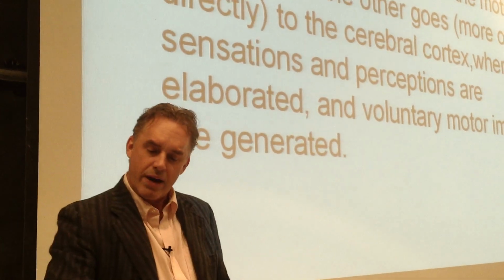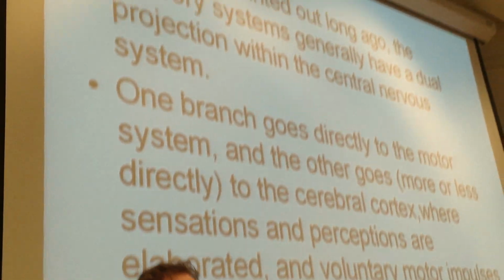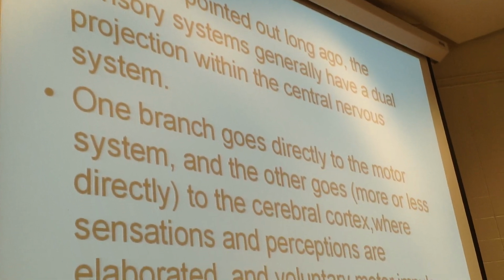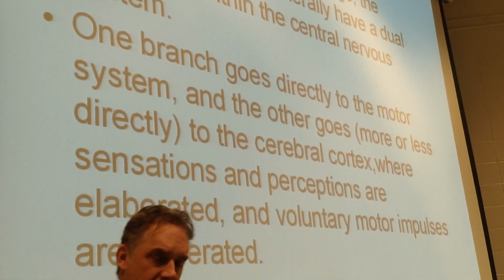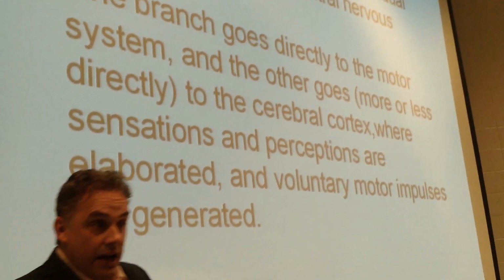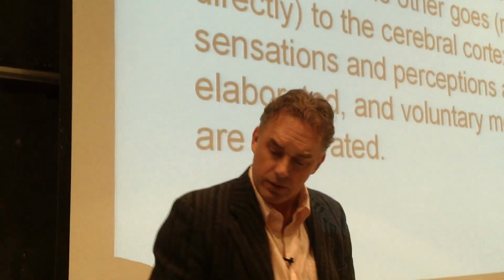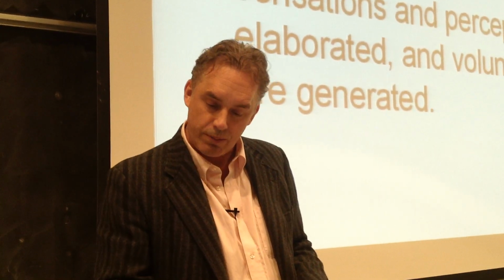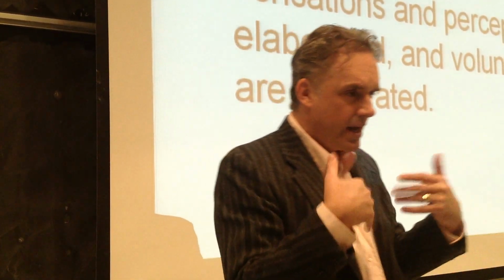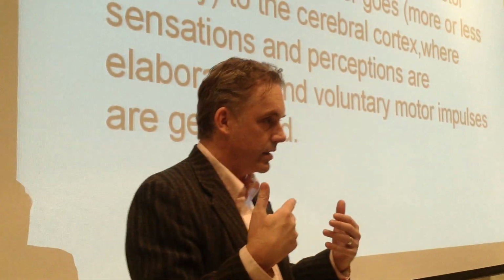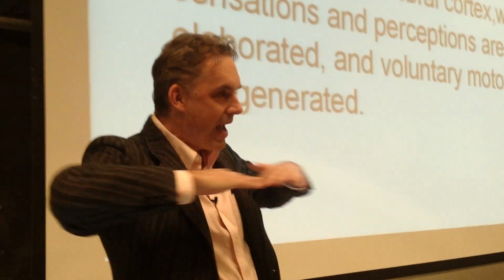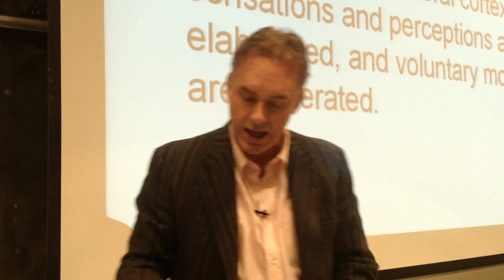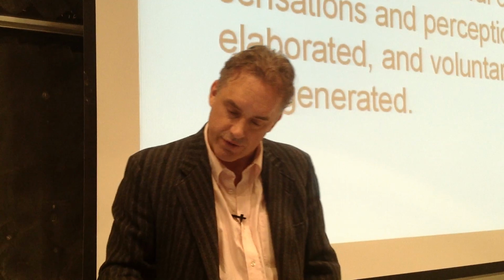Yeah. Ramón Cajal was like the world's greatest neuroanatomist. He was the guy who really established the field, and did a tremendous amount of investigation into the fine structure of the brain, like 110 years ago, a long time ago. And he pointed out that sensory systems have a dual projection within the central nervous system. I told you guys about blindsight already, and the fact that your eyes map onto different levels of the hierarchy of sensory input and motor control. Cajal basically outlined the circuitry for that.